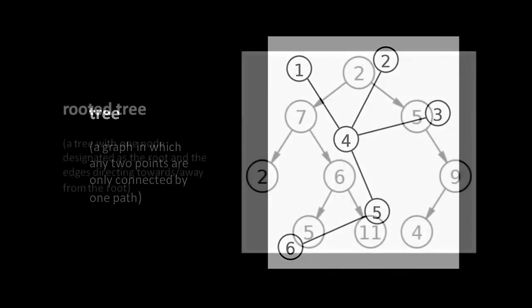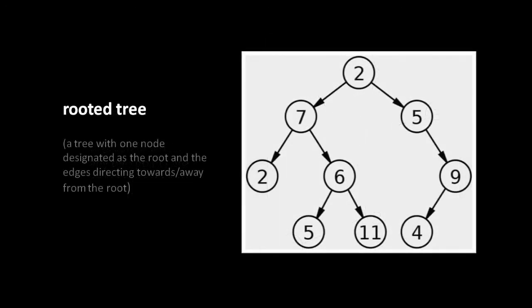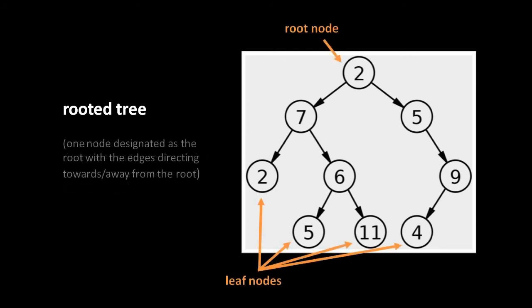There's no other route. The most common kind of tree we deal with is called a rooted tree, in which one node is designated as the root and all the edges point away from, or in some cases towards, that root. So here, for example, the vertex with the value 2 is our root node, and all the edges are pointing away from that root node. In the terminology of a rooted tree, we also have what are called leaf nodes, which are nodes other than the root node, which only have one edge. It's possible to have a rooted tree in which the root node also has only one edge, but the root node is never considered itself to be a leaf node.